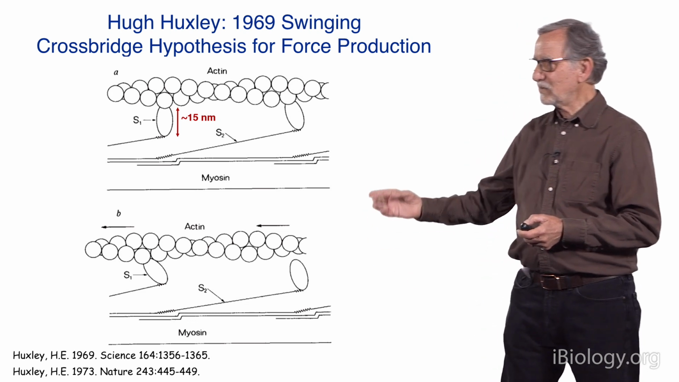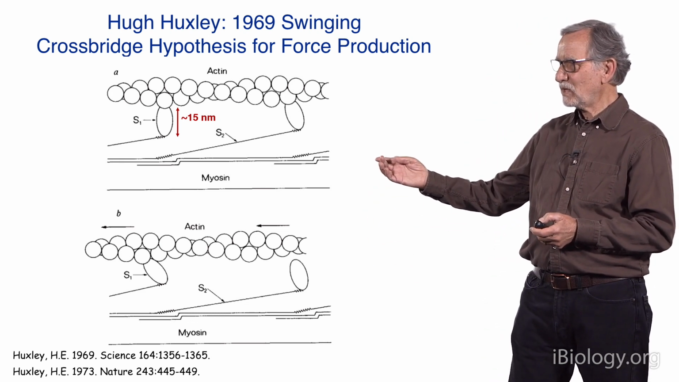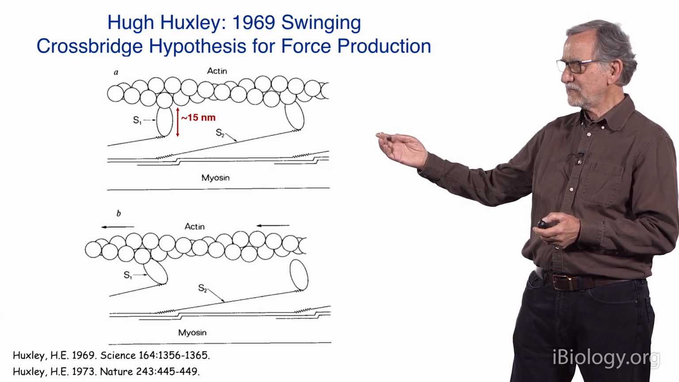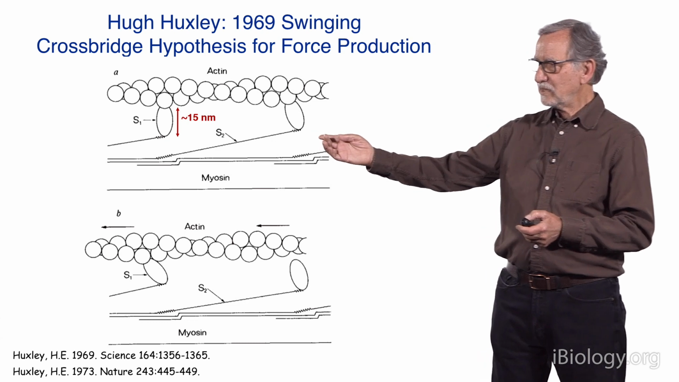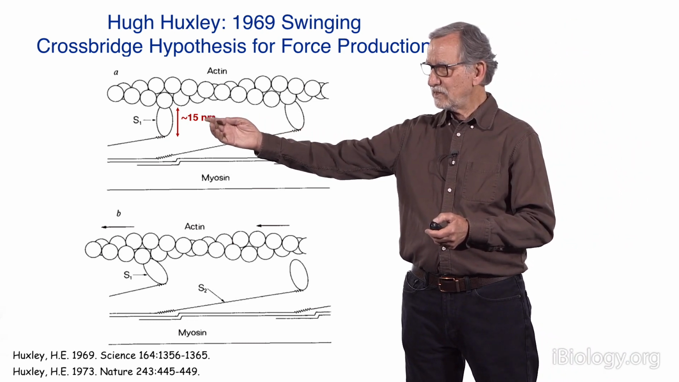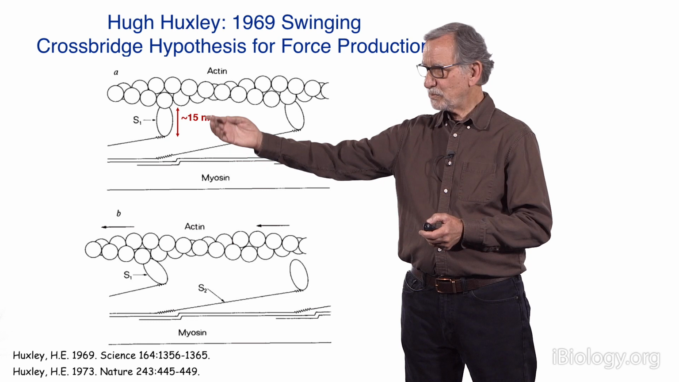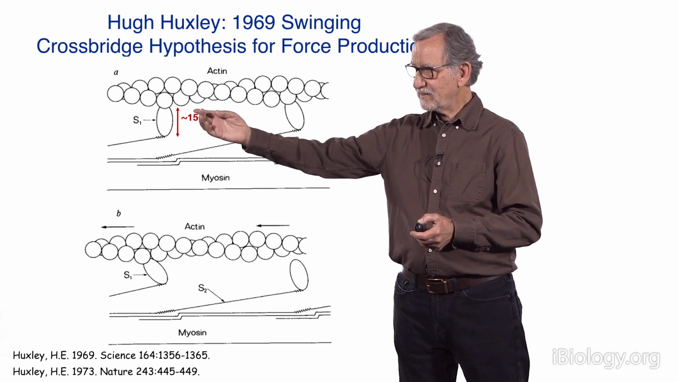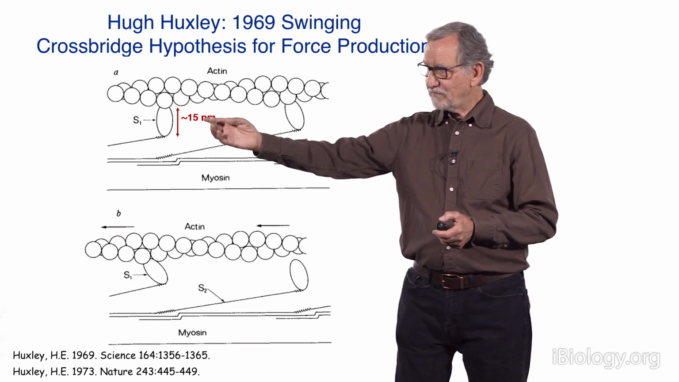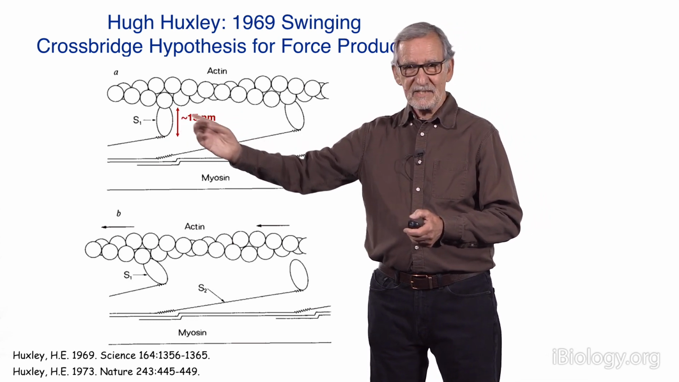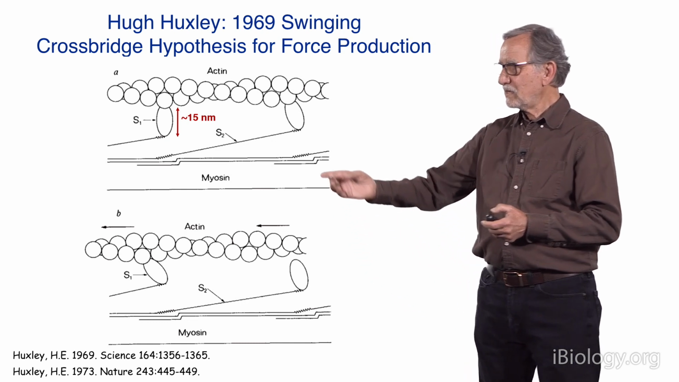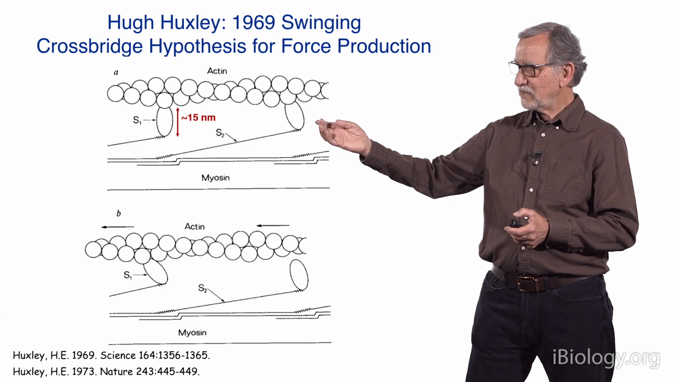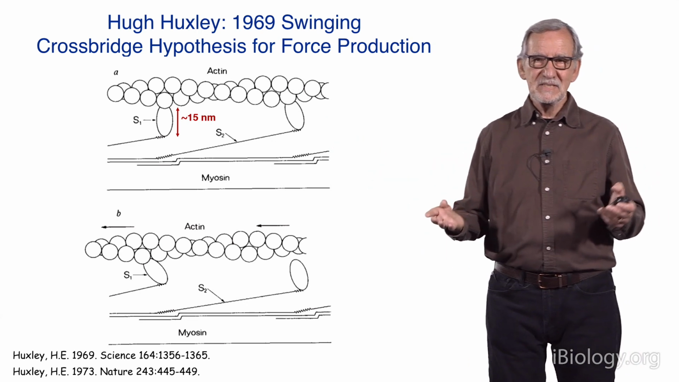So this is where we stopped from part 1, with Hugh Huxley proposing in 1969 the idea of a swinging crossbridge that went from one configuration, the crossbridge being about 15 nanometers long. By the way, that myosin head is called subfragment 1, or abbreviated S1. It goes from that configuration to a rotated configuration that would move the actin filament about 10 nanometers.